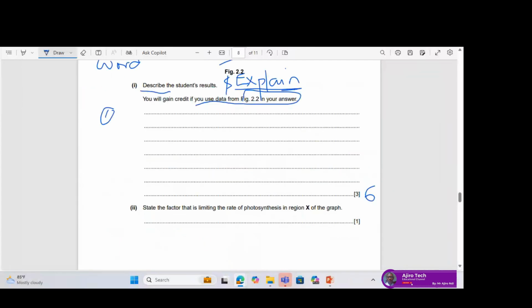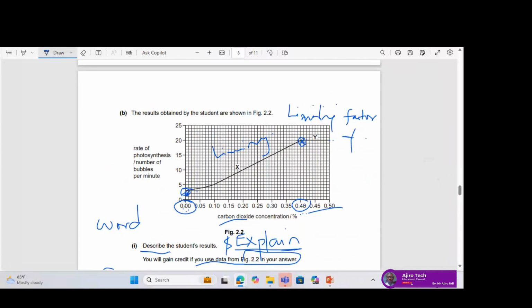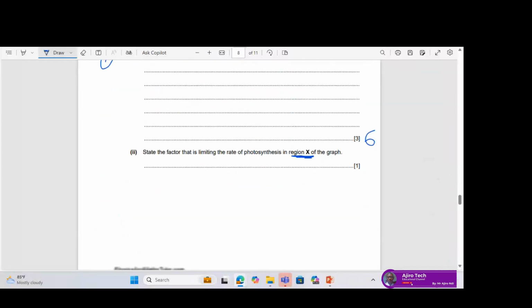Now look at this. They said state the factor that is limiting the rate of photosynthesis in region X. I think we've mentioned that already when we were explaining. What is the factor limiting the rate of photosynthesis at region X? Carbon dioxide. Okay.